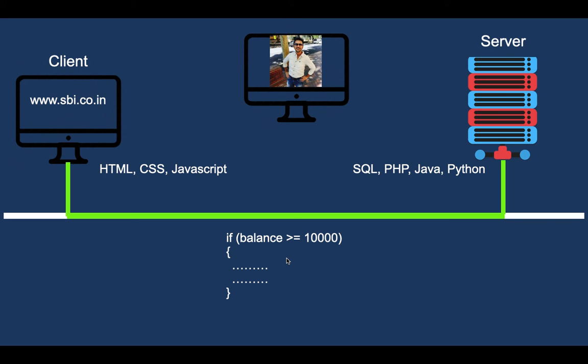But the fact is that if this code executes on the server, then I will say that this will constitute the back end of the website. Okay. So the back end is that code which will execute on the server. And this code will be written in a language like PHP or Java or Python. Okay. Now, think like a programmer and tell me why this code won't execute on the client. Why the server will not send this code to the client?